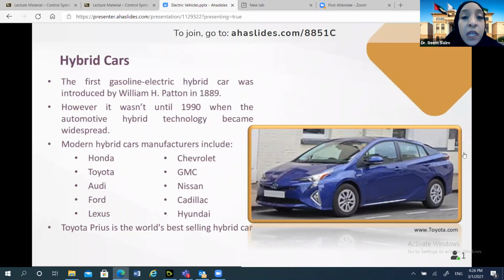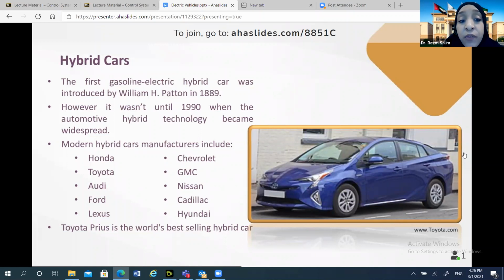All right. Now let's talk about hybrid cars. Hybrid cars are also available. They have batteries, like we showed before, and they have a combustion engine as well. The first gasoline electric car was produced in 1889 by a scientist known as William Patton.